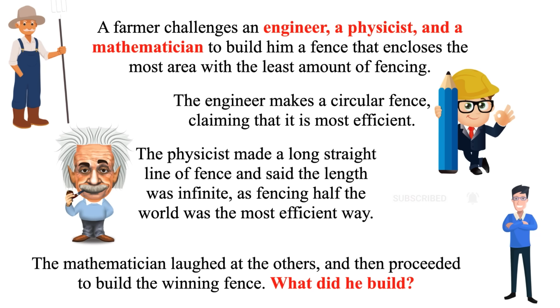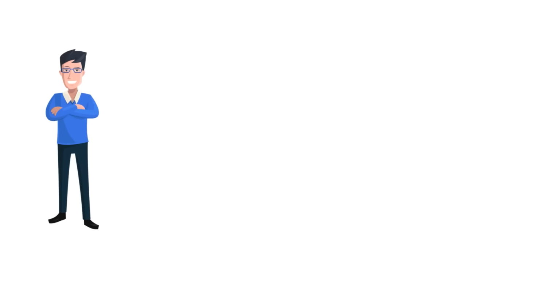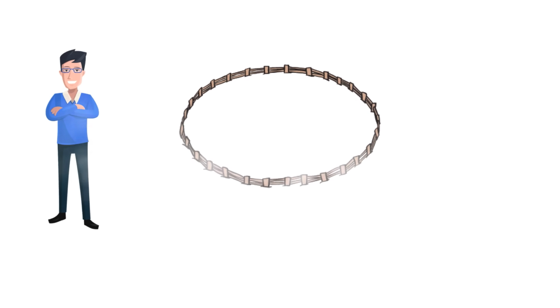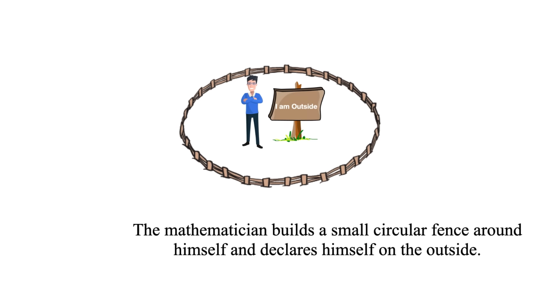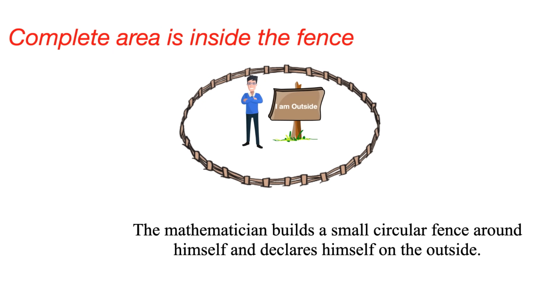Let me explain the solution now. Remember, this is a riddle in the traditional sense. Try to think outside the box. The solution is the mathematician builds a small circular fence around himself and declares himself on the outside. This is the most important point. Just after building a small circular fence around himself, he declares himself on the outside. In this way, the mathematician built a fence around the whole world just by using minimal fencing. He is the only one outside the fence.